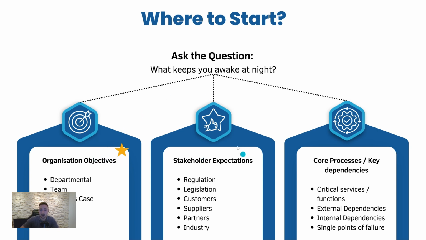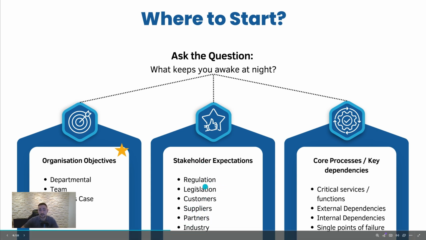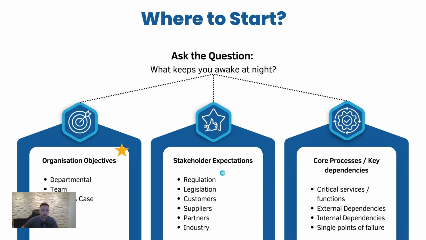The second one here is stakeholder expectations. So, obviously, as an organization, you're going to have lots of expectations on you, whether that's internal expectations, external expectations. It could be from staff, customers, suppliers, industry partners, it could be particular legal regulation, legislation, whatever it might be. And this is often another good way to help you identify some different types of risks that potentially just looking at your objectives might not uncover. So helpful to maybe do some of these together.